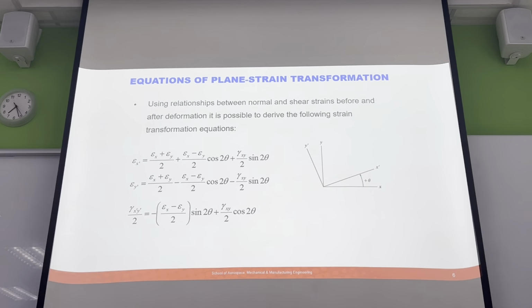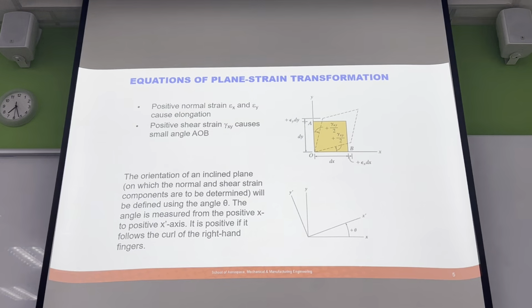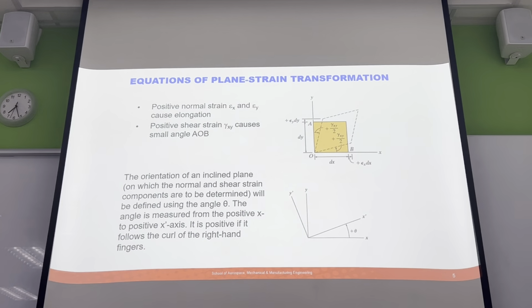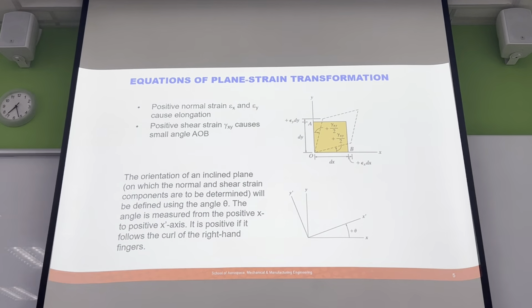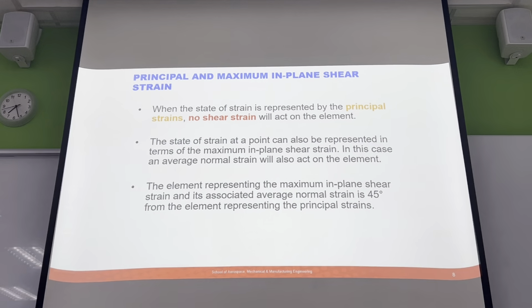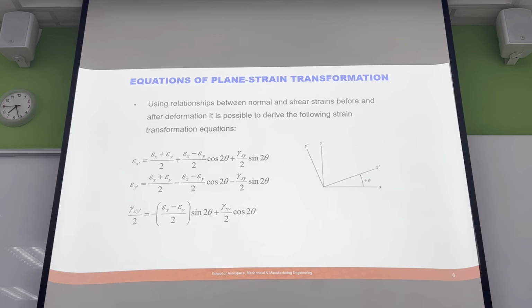But otherwise, apart from just replacing tau with gamma xy on 2, the reason why it's gamma xy on 2 is because they both contribute to a squishing of it. So there's a bit of shearing on this side, and shearing on this side, and you have them together, so it has to be on 2. And we can get these equations.